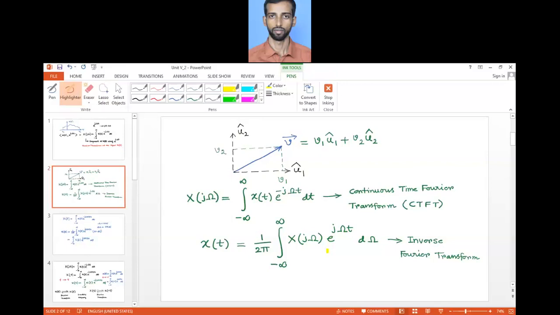So from the forward Fourier transformation, or simply the Fourier transformation, we can get the frequency components of the signal, and from the inverse Fourier transformation, we can reconstruct the signal from its frequency components. Now, one thing to be noticed here is that you have some additional factor present outside this integration sign, that is 1 by 2 pi.